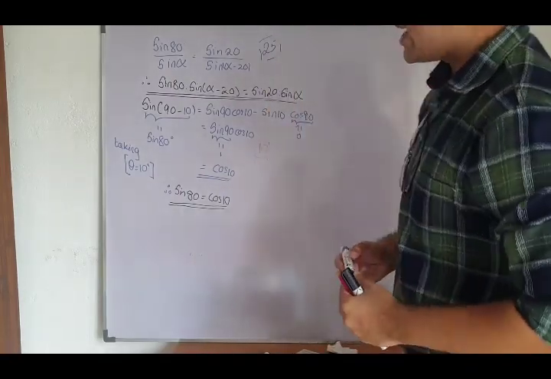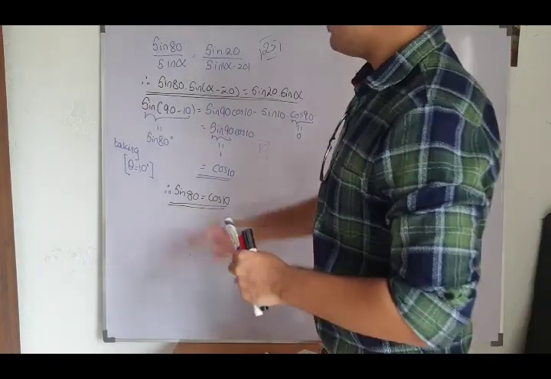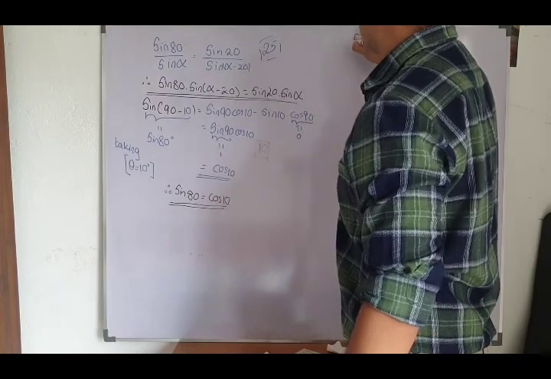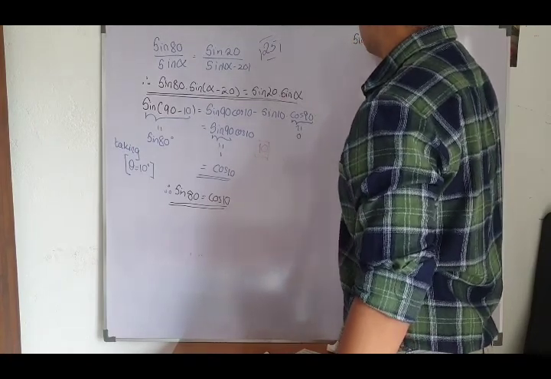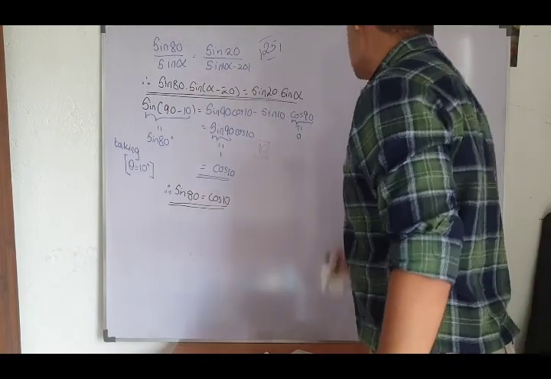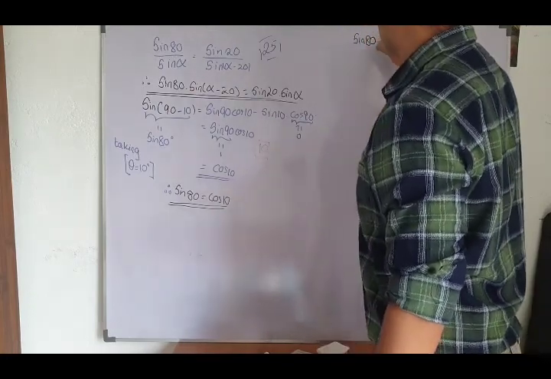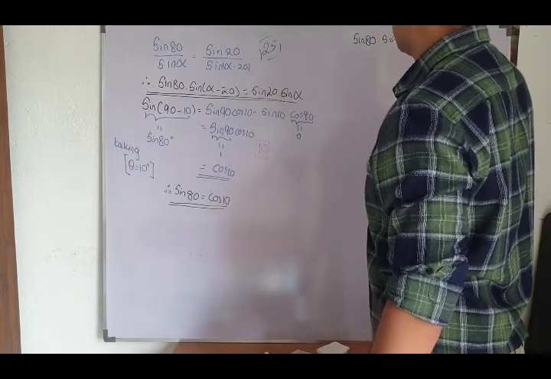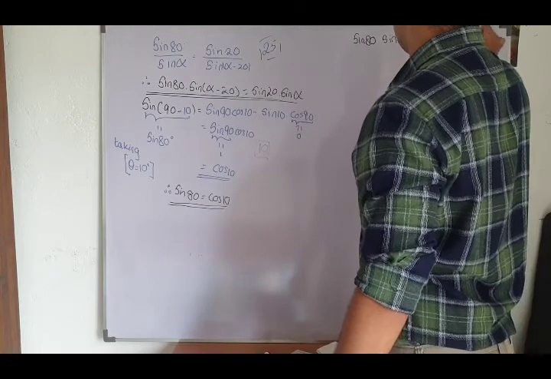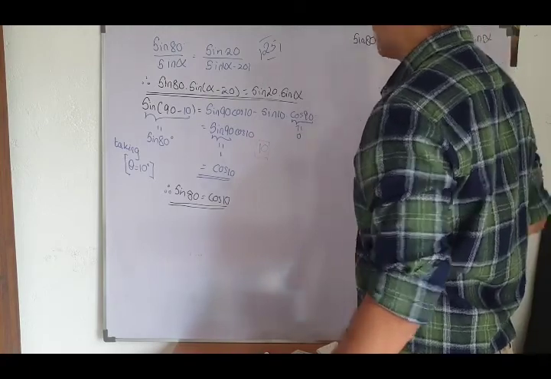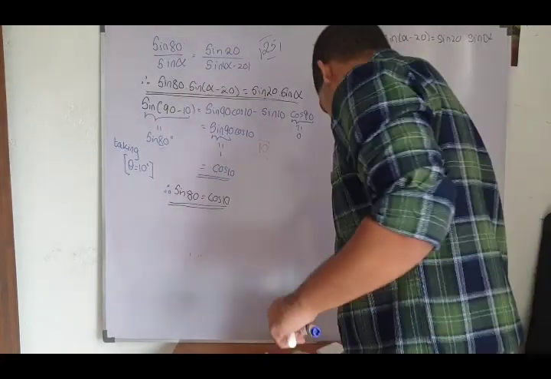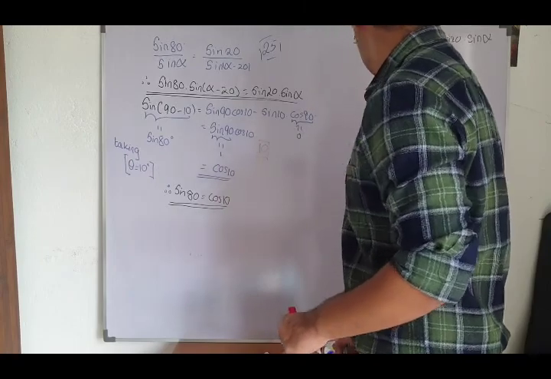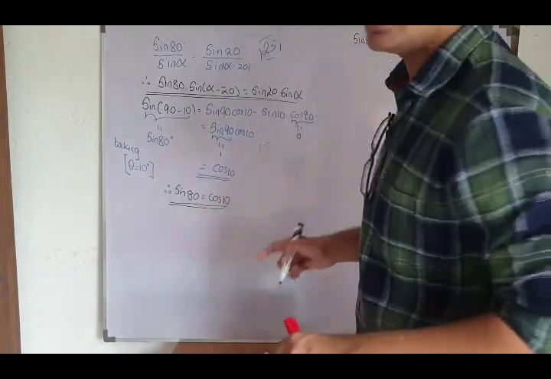So now, to prove that tan alpha is equal to that value, we should rewrite this: sin 80 dot sin(alpha minus 20) is equal to sin 20 dot sin alpha. So this is the relation.